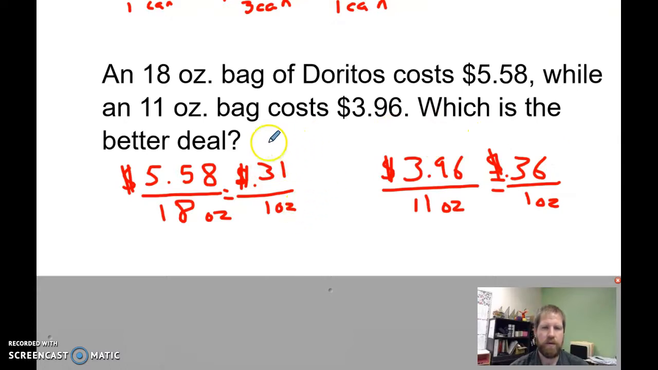Okay, that's an important thing to remember, is that the smaller fraction results in you paying less, so that is the better deal.